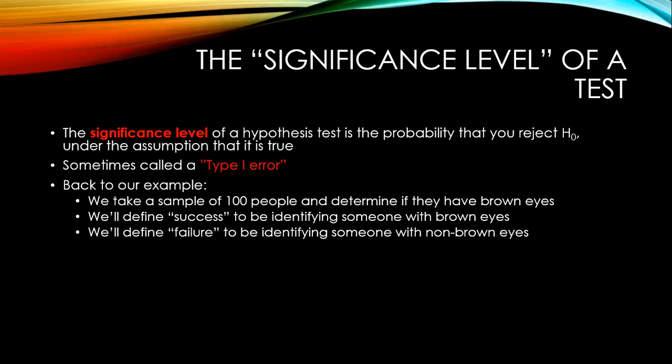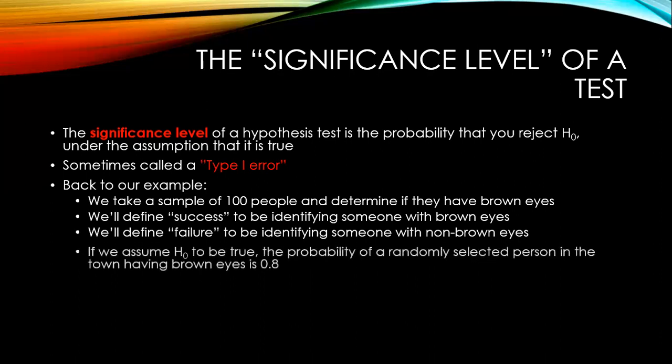So when we get someone with brown eyes, we're going to put a tally mark under success. And if we get someone with not brown eyes, then that would be identified as a failure. That's what we're going to do in this test.